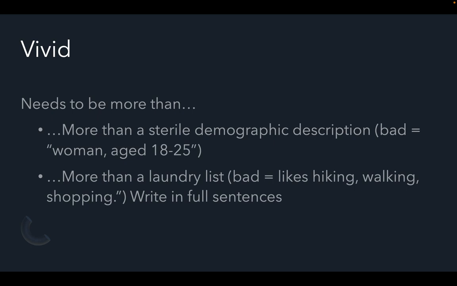And it needs to be more than just a laundry list. A laundry list would be where you just list some details out without adding any colorful wording. So if we just say that this 55 to 75-year-old profile likes hiking, walking, shopping, that's a laundry list. So we are going to want to say in full sentences, there's nothing he loves more on the weekend than to hike in the Cherokee National Forest or at Benton Falls.